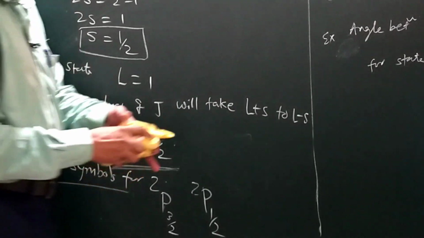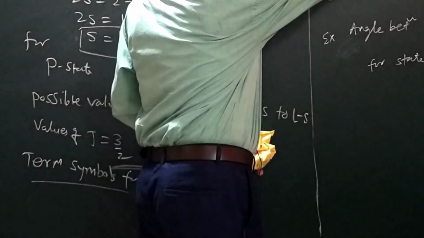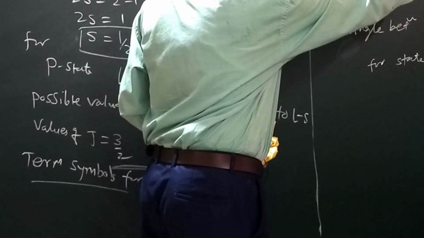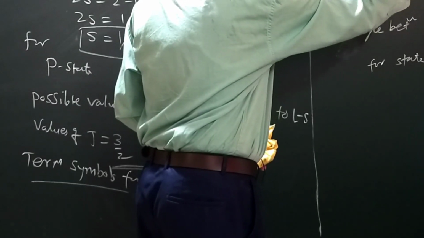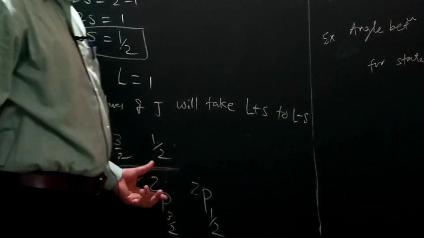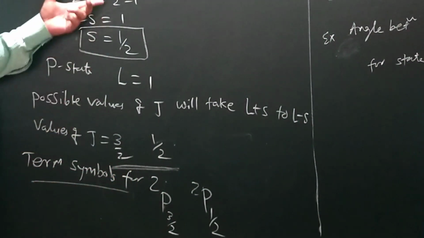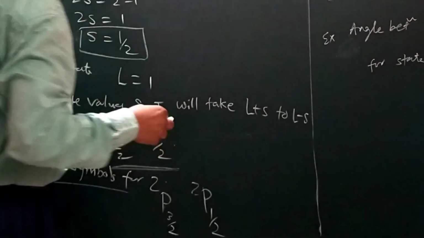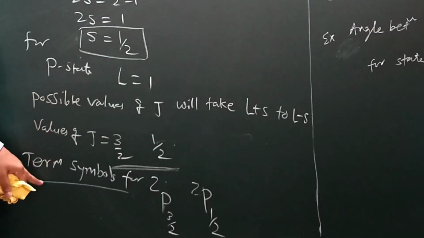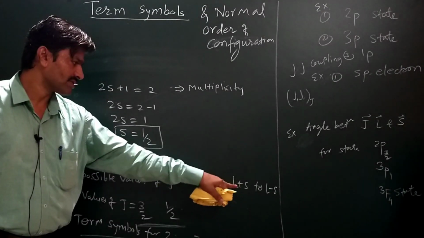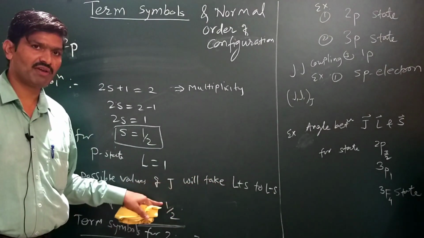Similarly, another example is triplet P, and if we take singlet P, for any state we can write the term symbol like that. So understood? Now the second term is how we can write the other coupling. This term symbol we can write using LS coupling, because there is L and S. So L and S give J values.